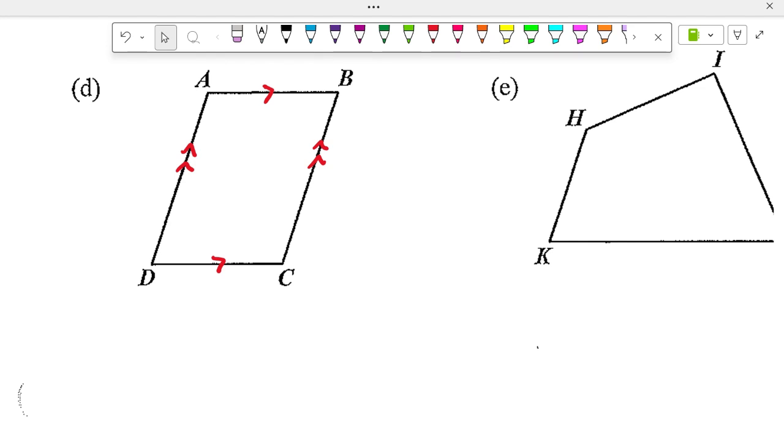We don't have enough information about whether it's a rhombus or not, because do we know if those sides are congruent? Nope. So we can't say that. We can say it's a trapezoid. We can also say it's possibly a parallelogram.